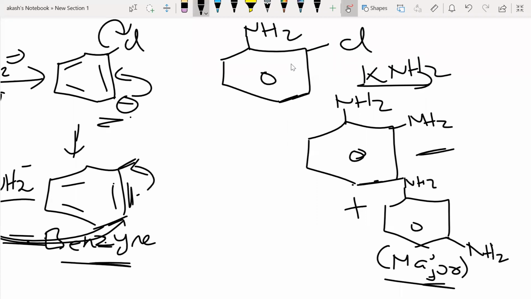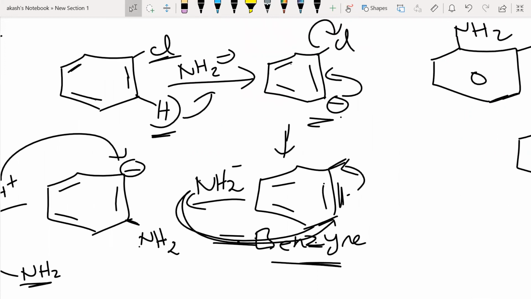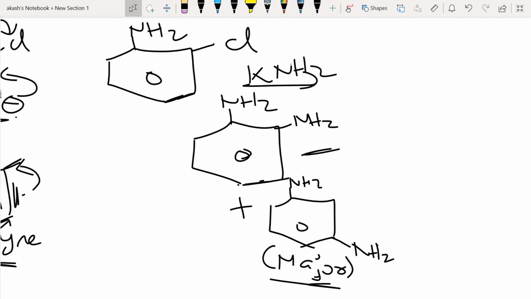Now, get your paper, get your pen, draw the mechanism which I taught you here. If you draw the mechanism and see, there are details inside which are going to tell you why this is the major product and not the other one. Go for it. I'll give you 2 minutes time.